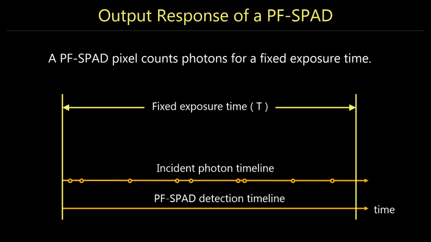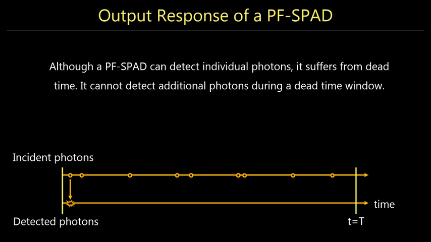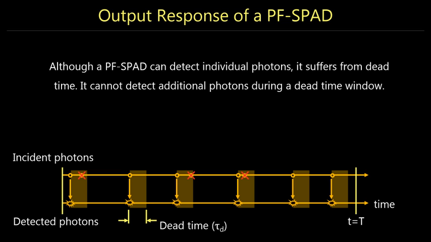Let us take a look at the photon detection timeline. A SPAD can detect individual photons, but after each photon detection event, it goes dead for a fixed period of time, usually a few hundred nanoseconds. During this period, called dead time, the SPAD cannot detect additional photons. After the dead time ends, the SPAD is reset and ready to detect the next incident photon.